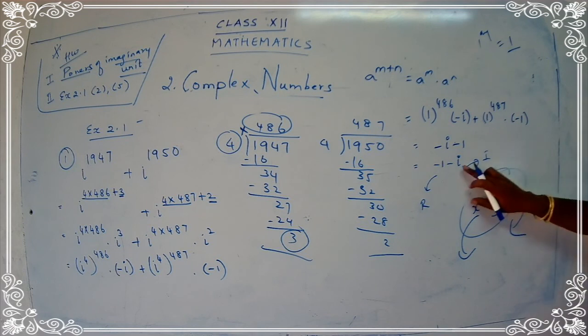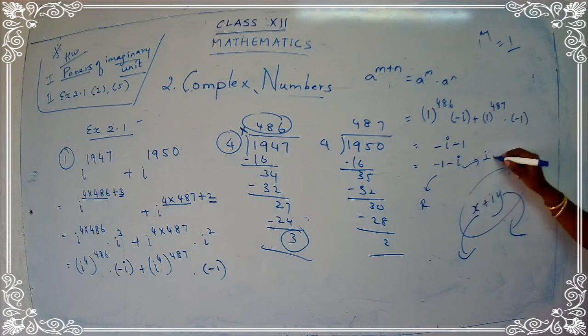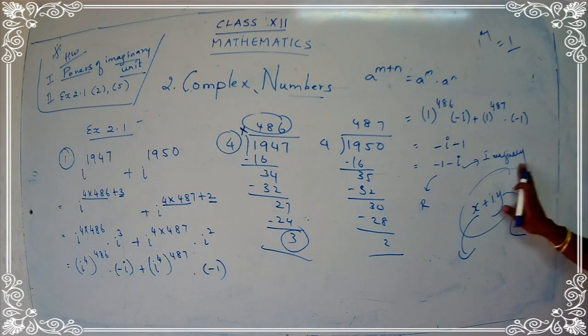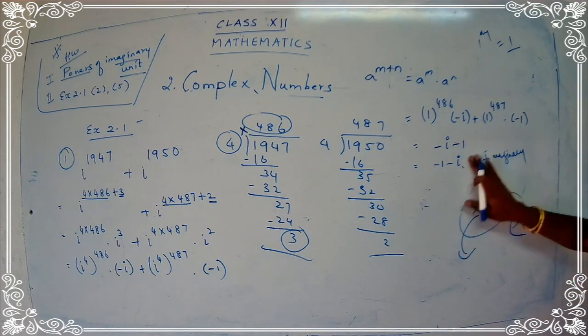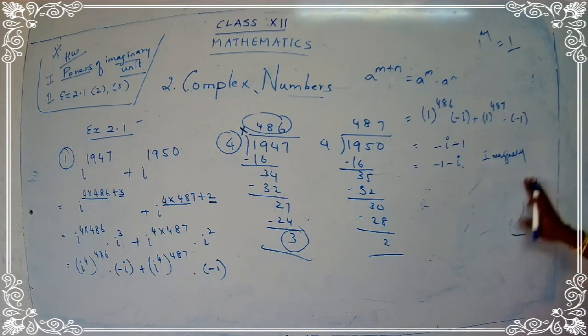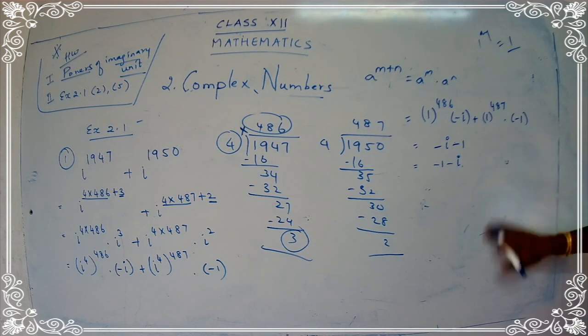That is, i is the unit and you have a coefficient of i as 1. Yes, children? So that 1 is the imaginary part. I hope you are clear with the sum. Okay, I'll just revise this sum once again so that you can try out the second and the fifth for your homework.